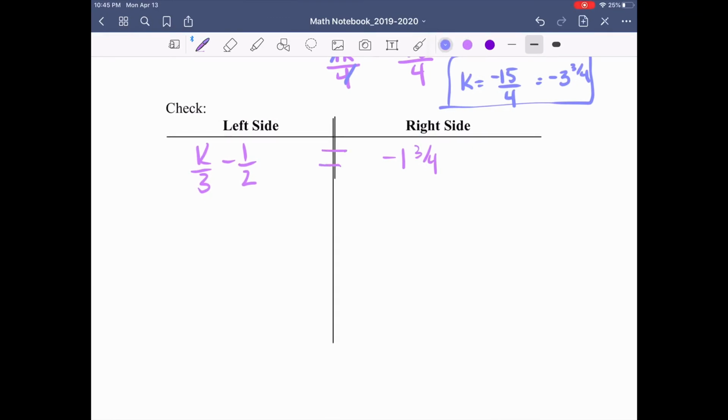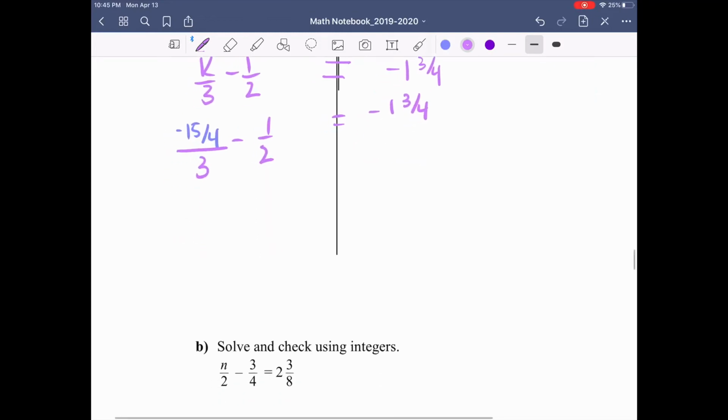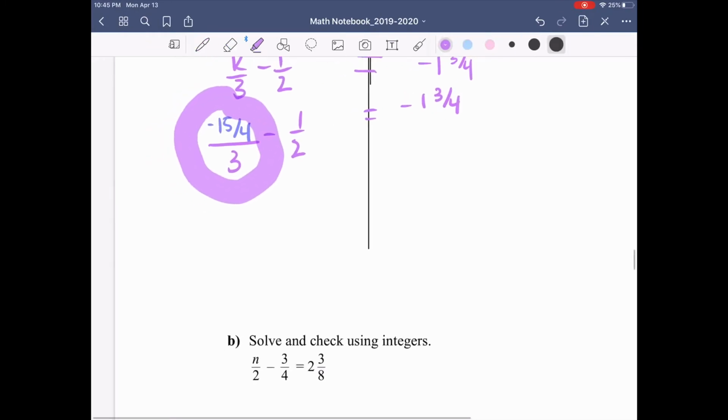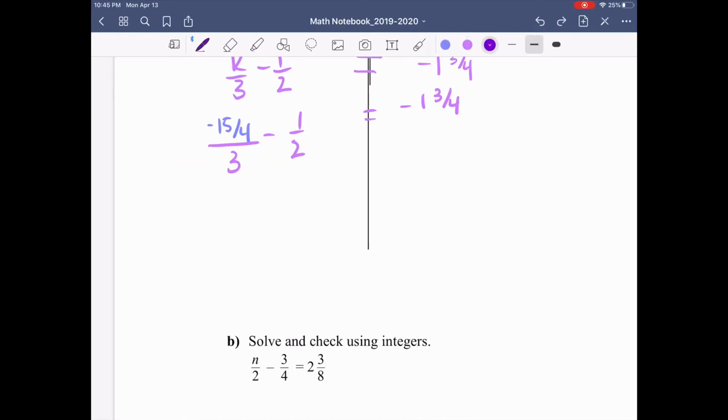So we said that k was negative 15 over 4, and then that is still over 3 minus 1/2. And that should still equal negative 1 3/4. Whenever you have a fraction within a fraction, right here, what you need to do is, this is saying negative 15 over 4 divided by 3, which is 3 over 1. You want to do KCF.